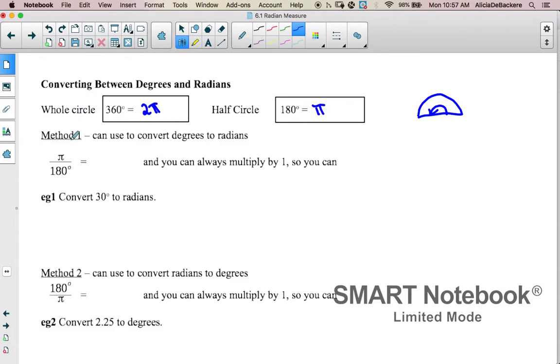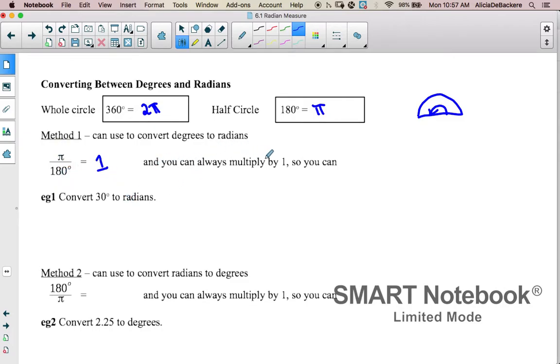So I'm going to show you 4 different methods for converting between degrees and radians. Some of them you can only use in one direction, going from, for instance, in our first method, degrees to radians, but not going backwards. So if I know that 180 degrees is the same as pi, then when I do pi divided by 180, that's just equal to 1, right? Because I'm actually just taking pi radians dividing by 180. It's the same thing divided by itself. That's always equal to 1.